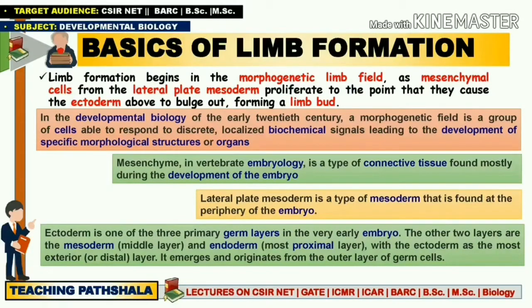The next new word is the ectoderm. First of all we are going to see what is ectoderm, and then again we are going to define it so that we can understand it in a better way. In the last square we can see that the ectoderm is one of the three primary germ layers in the very early embryo. The other two layers are the mesoderm and endoderm, with the ectoderm as the most exterior. Okay, so this ectoderm layer is the most exterior layer among the germ layers, and it originates from the outer layer of the germ cells.